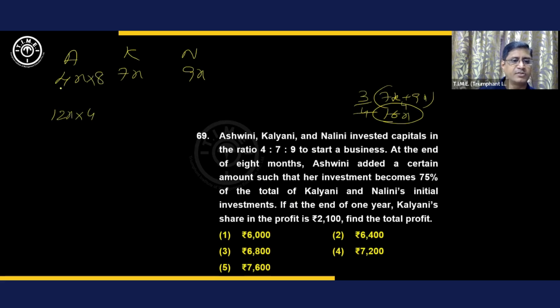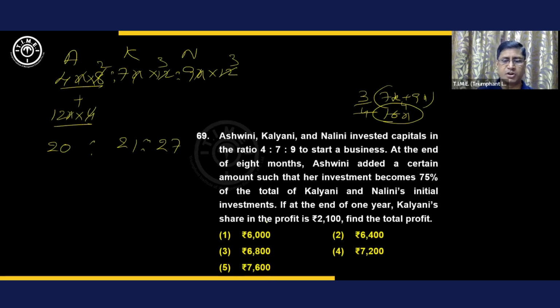Here it is for 8 months. So just add these two to get the total investment for the full time. Now what about Kalyani and Nalini? They invested for the full time. Just to find out the ratio, of course, x gets cancelled in all these parts. Now 4 for 2 times, 4 for 3 times, 4 for 3 times. So 4 into 2 is 8, 8 plus 12 is 20, and 7 into 3 is 21, 9 into 3 is 27. The ratio here is 20 is to 21 is to 27.